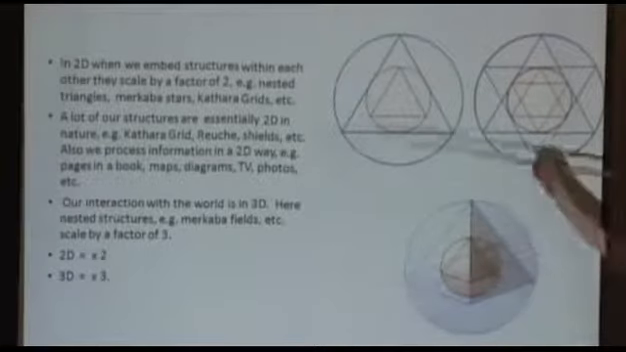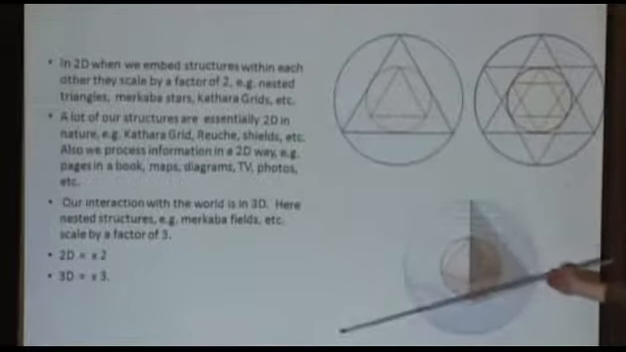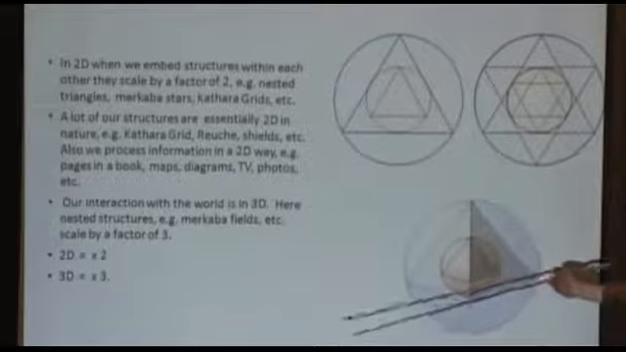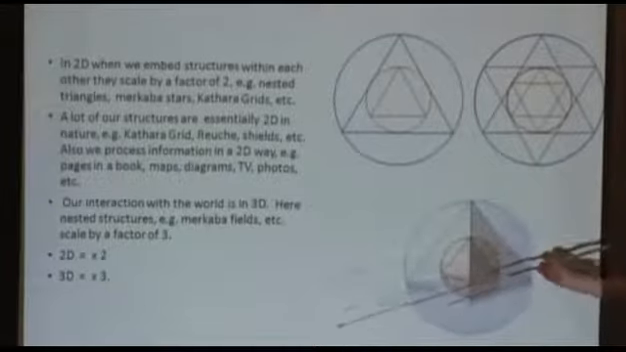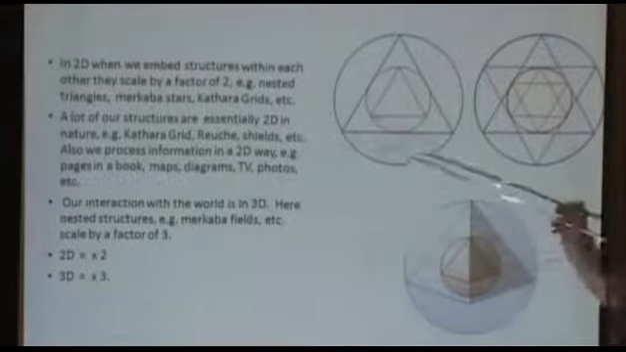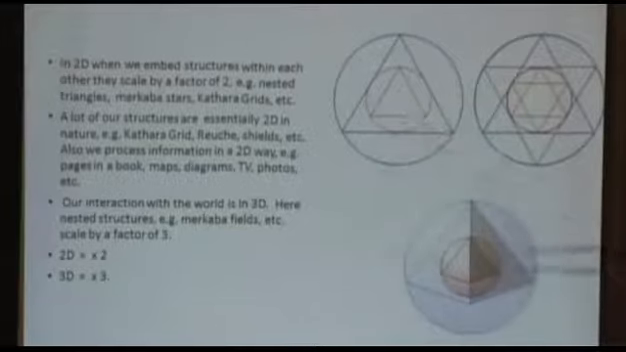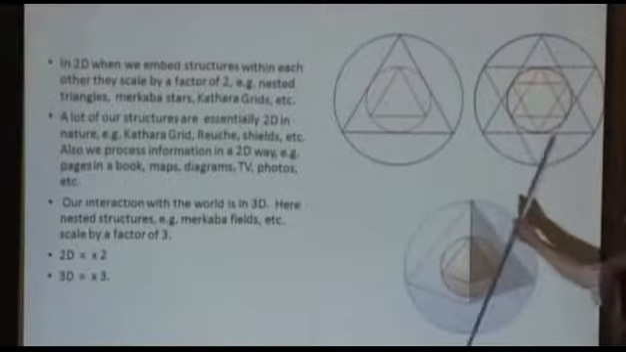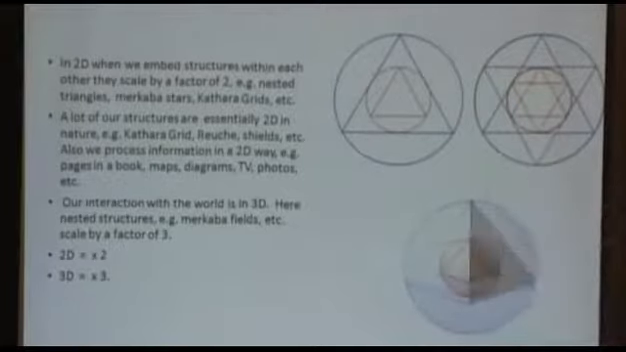For example, we're looking at a pattern here that is two-dimensional in nature. We haven't progressed to 3D yet. So when we look at information on a page, it's 2D. When we look at an image on a television screen, it's 2D. When we look at maps, it's 2D. When you look at photographs, they're 2D. So an awful lot of the information that we have about the world is 2D in nature, and it's governed by this expansion process. Now, our interaction with the world, however, is in 3D, and this is where the expansion by a factor of 3 becomes significant.